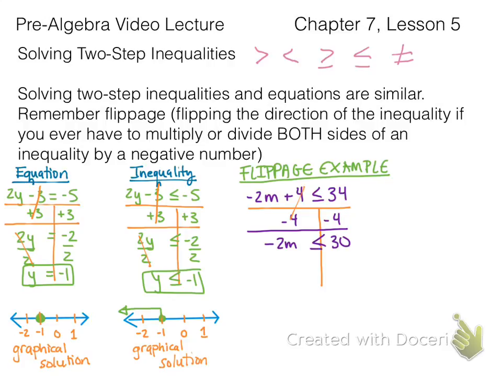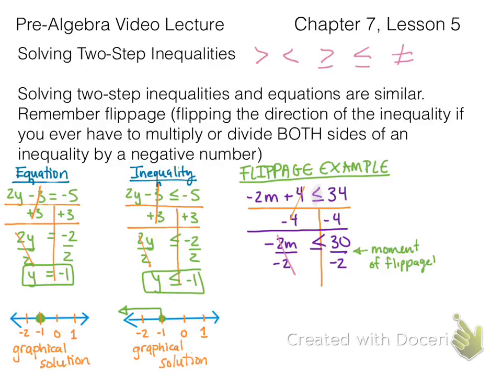Then we're going to annihilate them. We're going to subtract 4 from 34 and get 30, so we're left with -2m is less than or equal to 30. All right, we're going to divide by -2, divide by -2. The -2 multiplied by m and the -2 we divide by cancel each other out. They annihilate. And this is the moment of flippage, because I have divided by -2 on both sides of the equal sign.